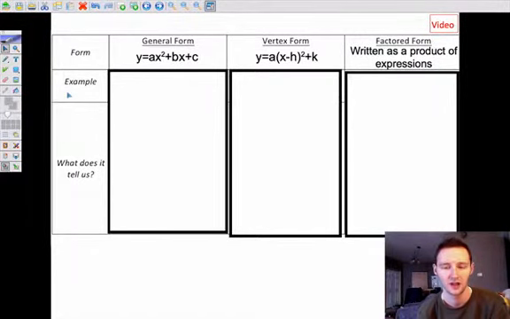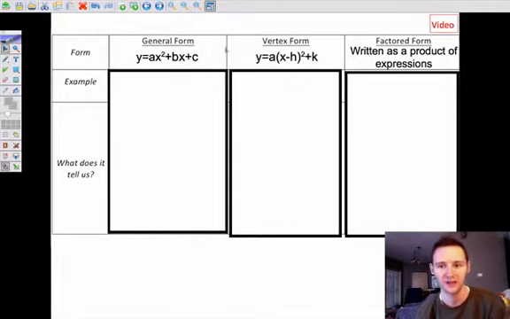Quadratics! Learning Target 1 and 2, Episode 2 of Season 6. We will be looking at different forms of quadratics.